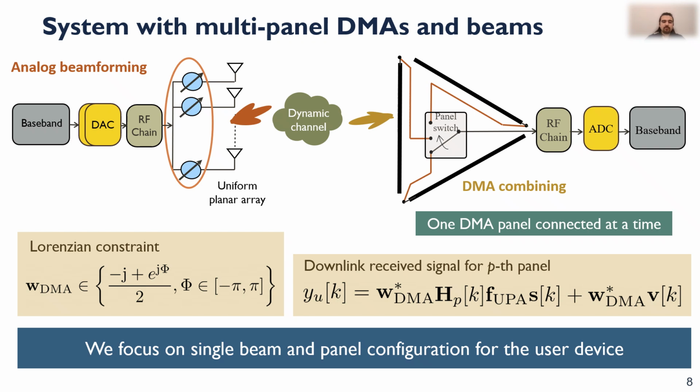On the left below, the Lorentzian constraints, which each DMA slot should follow, are given. And the downlink received signal for the P panel, for a given DMA combining and base station beamforming, is given for the K subcarrier.